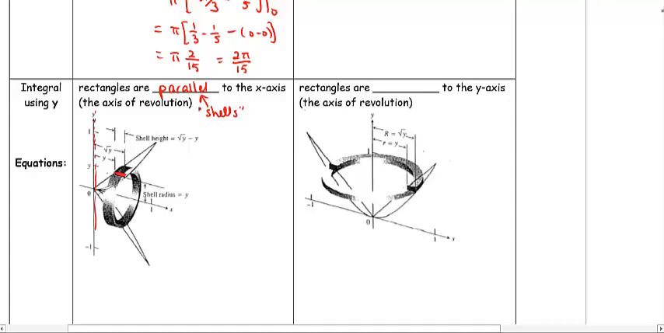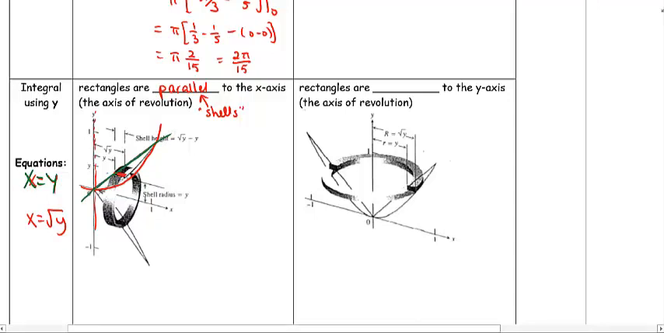Correct. But because we're integrating with respect to y, our equations are no longer y equals x. I want x equals something else. So x equals y. And remember the other one was y equals x squared, so if I solve for x, I get the square root of y. So no longer y equals, I want to use these equations: x equals y and x equals root y. Notice that x equals root y is the curve, and x equals y is the line.